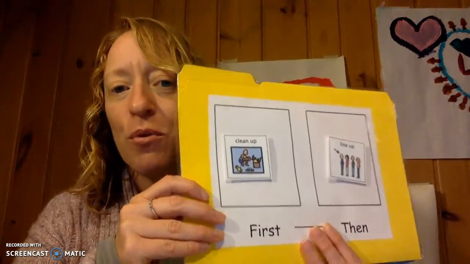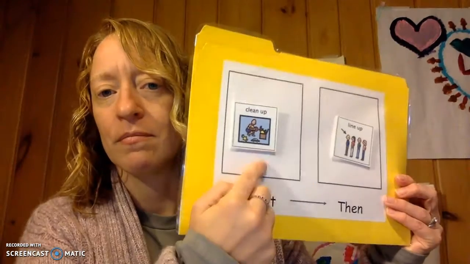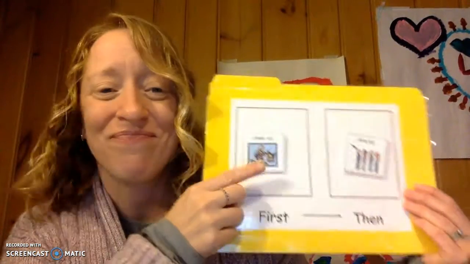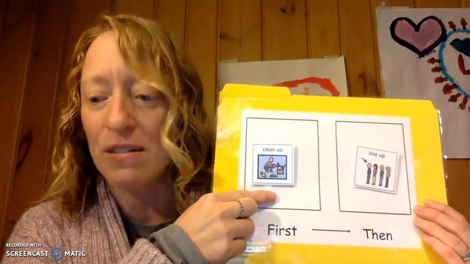So after they understand how to use the first then chart, sometimes you can just show it and you don't even have to say it. You could just point. Sometimes hearing words can make kids feel kind of upset. So the fewer words we use, the better. Especially if they're not doing the first thing, you really don't want to keep repeating. I would just point to it as the reminder.